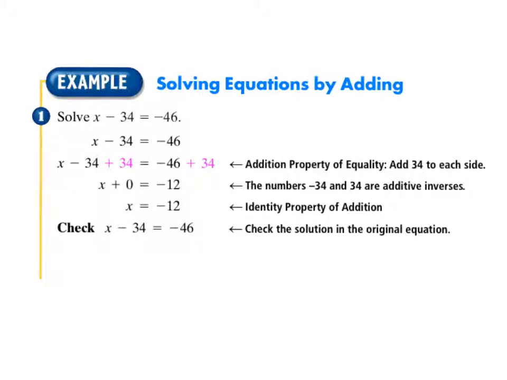So we can go back and check our answer. So we're going to take that negative 12 and plug it back into our original equation. So negative 12 minus 34 equals negative 46. So we know if I'm subtracting when there's a negative involved, I'm going to add a line and change the sign. So I really have negative 12 plus negative 34, so I know when they're both negative, I'm going to get a bigger negative. So negative 46 equals negative 46. We were correct.